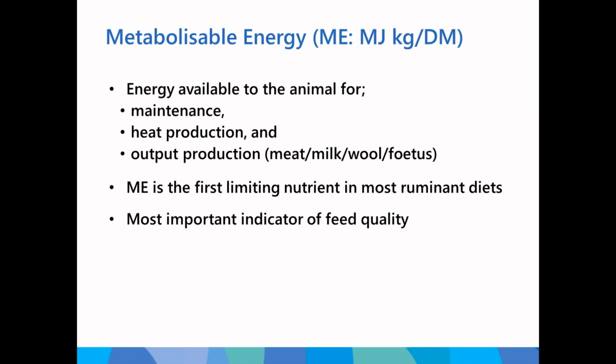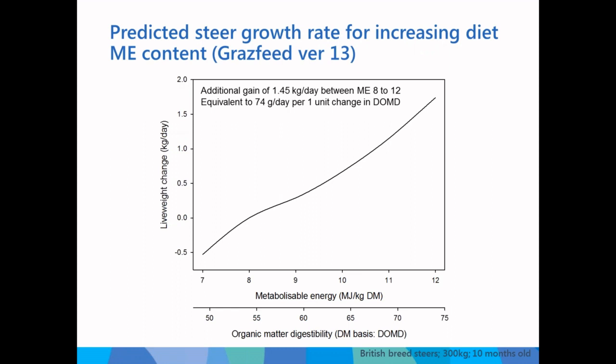At the moment, when people are formulating rations to maintain live weight, particularly of breeding animals, then ME is the most critical and important indicator of feed quality that they can use. An example here, and you can get lots of these, is just predicted using GrazFeed. GrazFeed is a software package that can be used to predict live weight gain given the quality of feed in pasture or supplements or even complete diets.